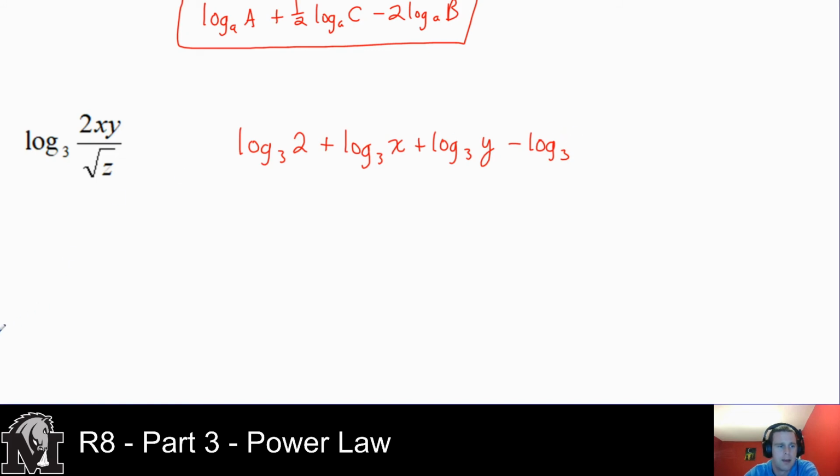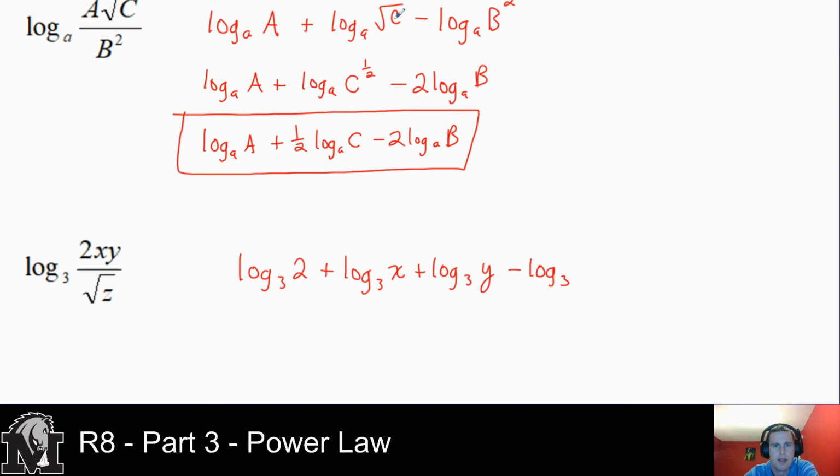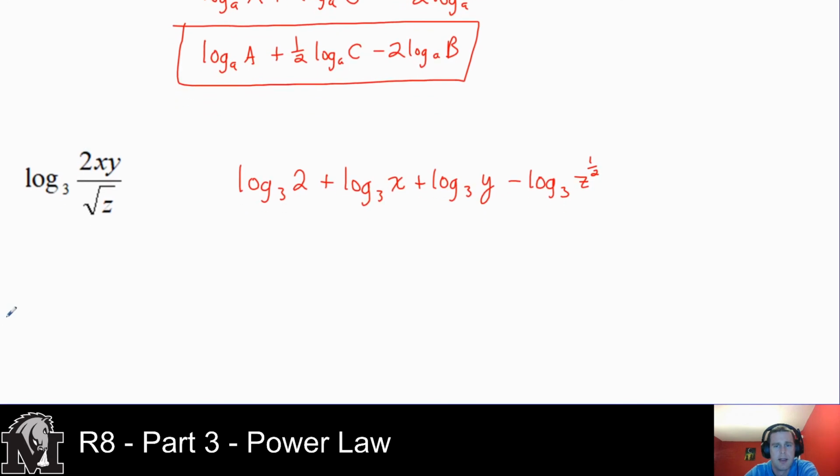You might remember when we had this root c, it ended up turning into c to the power 1/2. So I want to do the same thing with this z. I'm going to call this z to the power 1/2. Then to fully expand, this 1/2 gets written out in front. Just like so.